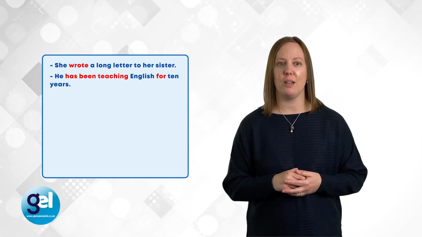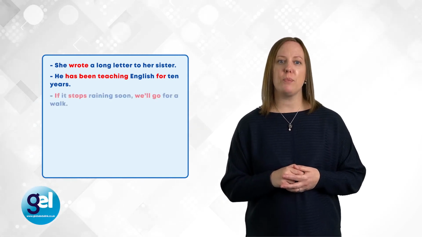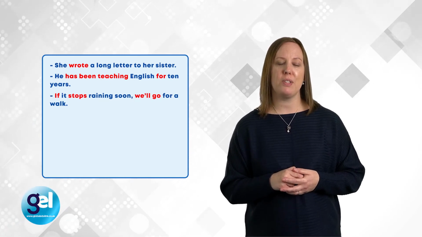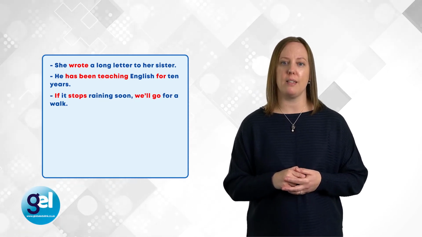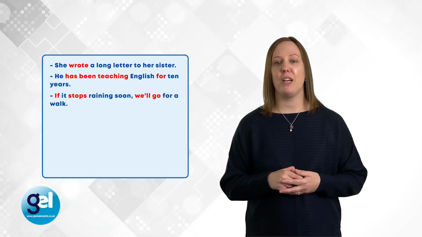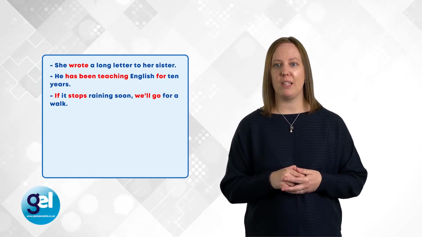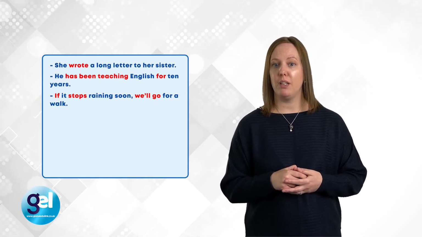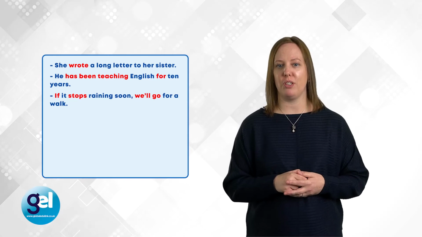Let's look at another example. If it stops raining soon, we'll go for a walk. Again, pause and think about the tense in this sentence. This is a first conditional sentence, and we can see the if clause plus present simple plus will used for probable situations in the future.